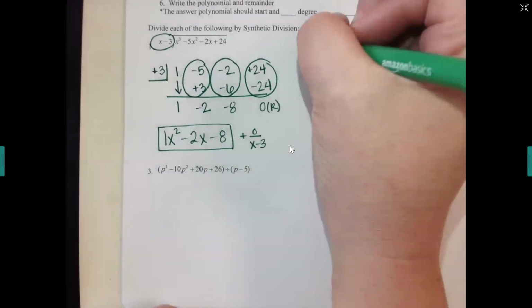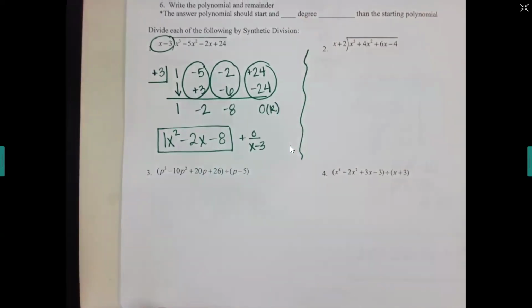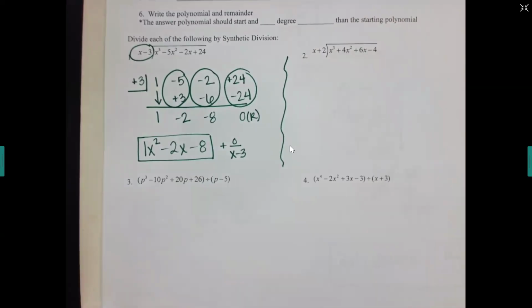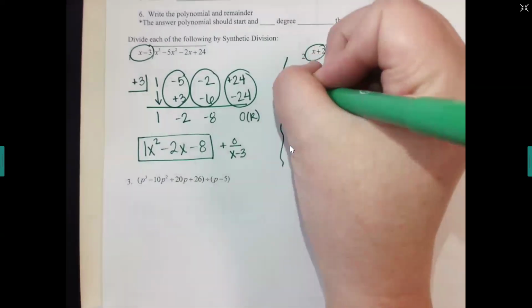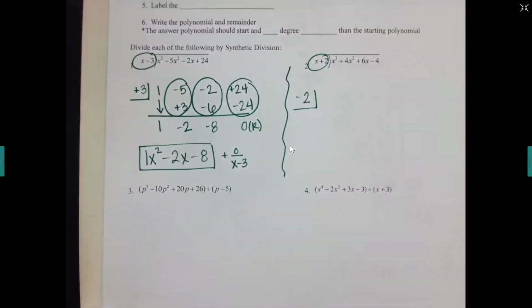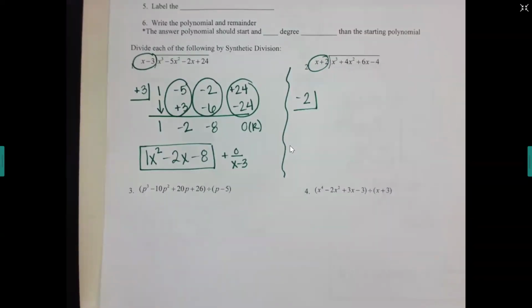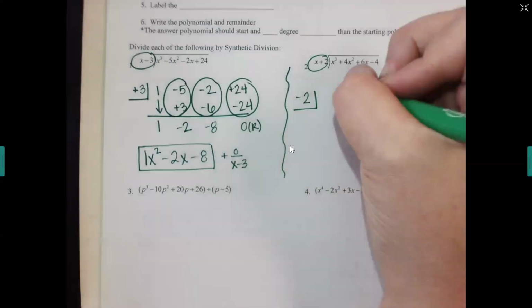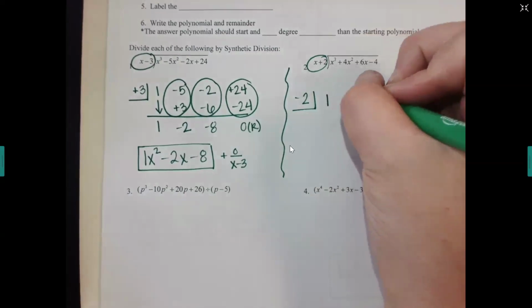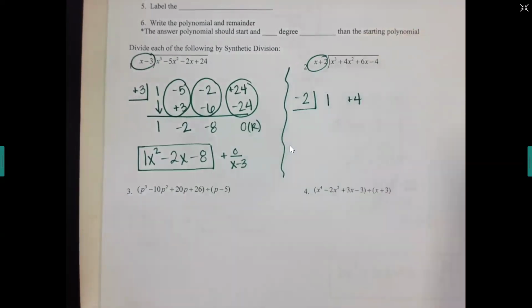All right, so let's do number 2. What am I dividing by, x with what number? So it is with a +2, so I'm going to write a -2, correct? So -2 in the box. Then we're only listing coefficients. So my x3 is a 1x3, put a 1. Then a 4x2. Then a 6x, and then a minus.